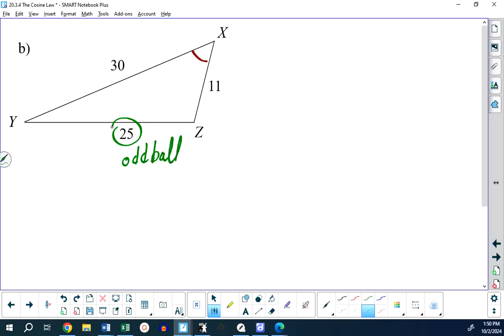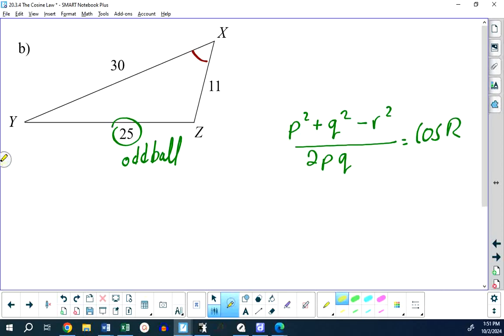You understand what I'm saying when I say that's the oddball number? It's the one in the formula that's minus on the top. When we have p squared plus q squared minus r squared over 2pq equals cosine of r, I'm saying that that is the one that goes there. Because it's the one opposite the angle. That's the way it works. That's the pattern.